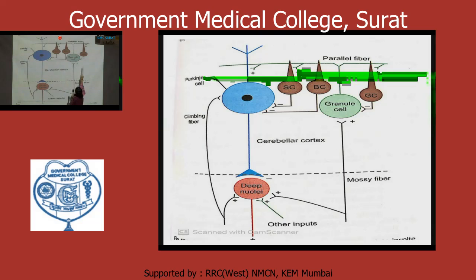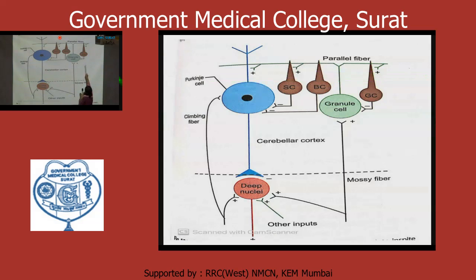And then the Golgi cells are inhibitory to granule cells. In this diagram, you can see that the minus sign denotes the inhibitory output, inhibitory to granule cells. This is known as feedback inhibition.